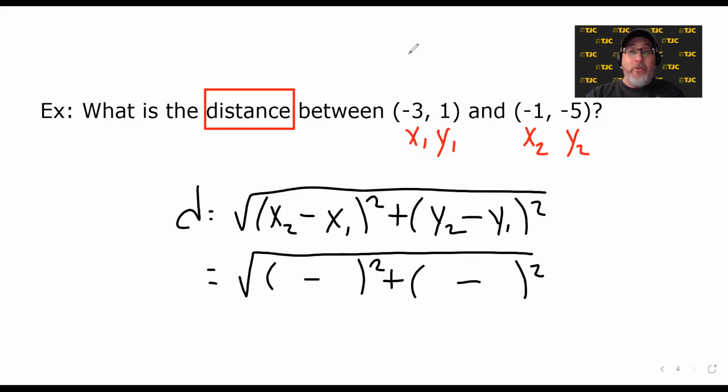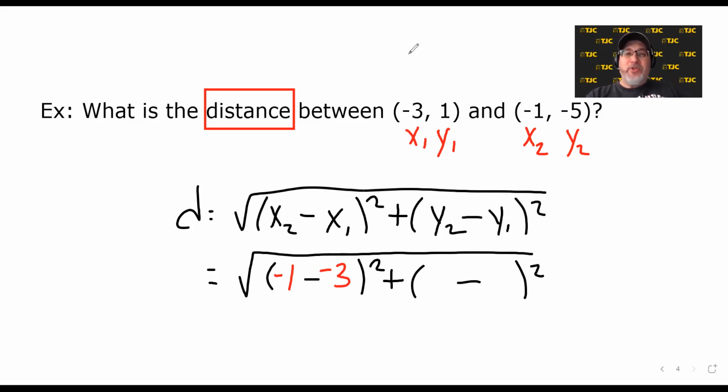The first value we put in is the second x, that is -1. That's to the left of the first subtraction. The second value we put in after that is the first x. The first x is -3. Be careful, I have minus and negative. We'll navigate that in a minute.